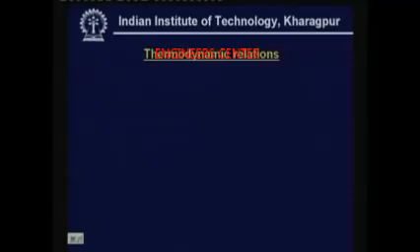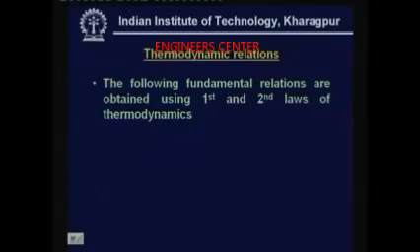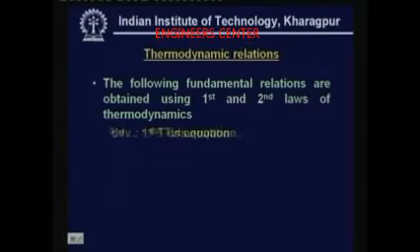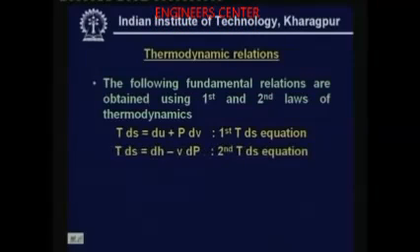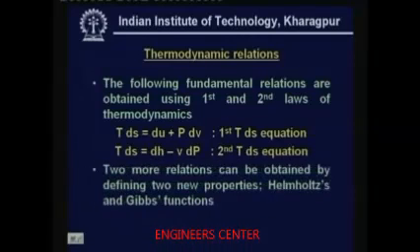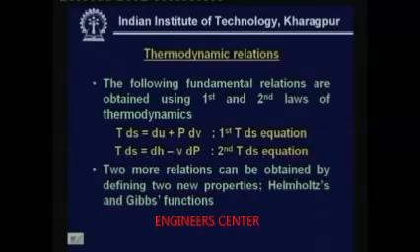Let's look at thermodynamic relations. What I am going to show here are the fundamental relations which are obtained using first and second laws of thermodynamics. The first relation is given by TdS is equal to dU plus PdV. This is known as the first TdS equation. And the second TdS equation is given by TdS is equal to dH minus VdP. These two relations are very important, and we shall see how we use them. Since these equations contain only properties, they are valid for both reversible as well as irreversible processes. And two more thermodynamic relations can be obtained by defining two new properties known as Helmholtz function and Gibbs function.